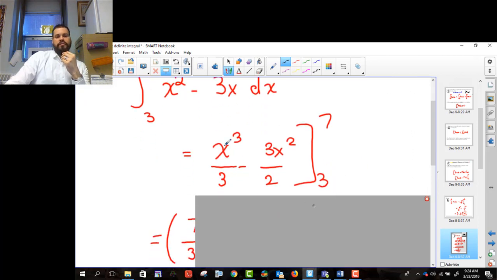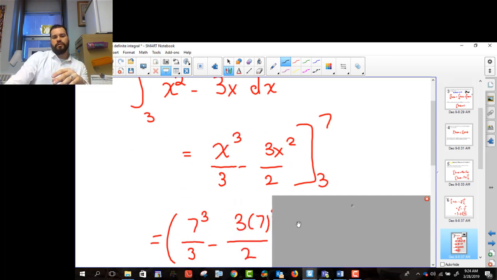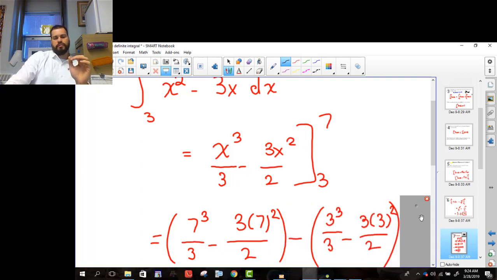We plug in 7, and when we're plugging in 7, we plug it into all the x values. So we get 7 cubed over 3 minus 3 times 7 squared over 2. That's with 7 plugged in, then we go minus, and then we plug 3 in. So we get 3 cubed over 3 minus 3 times 3 squared over 2. And then from here, it's just a matter of working out what our answer is.